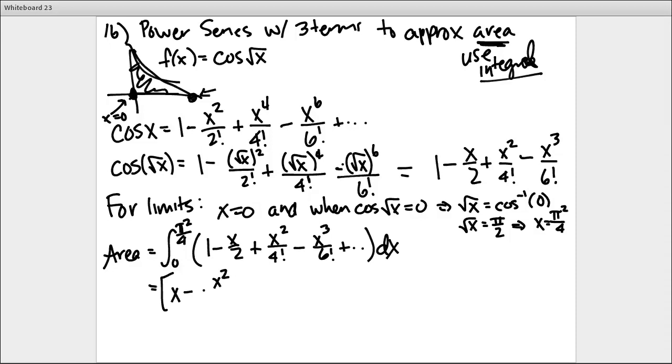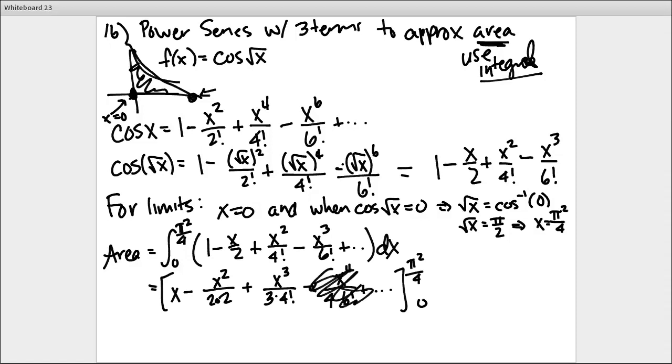All right, reverse pop and drop. It'll be an x. That'll be an x squared over 2 times 2. And then x squared, add 1, so now you'll have a 3, but divide by 3 to undo that, times 4 factorial, and then minus x to the add 1, 4, but divide by 4, and it keeps on going like that. We're going to be evaluating that from 0 to pi squared over 4, and only using 3 terms.